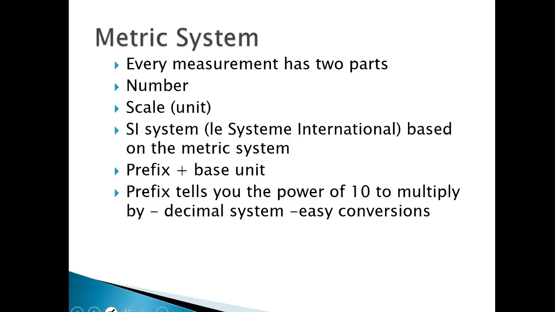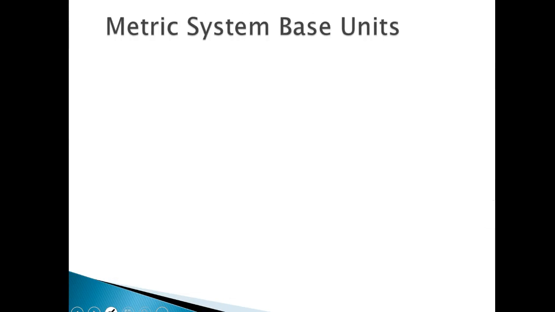They're all based on powers of 10, whereas the English system is 12 inches 1 foot, 3 feet 1 yard, 5,280 feet 1 mile. I mean, what is that? So the metric system's a lot easier in a lot of ways. So the base units, for mass, it's the gram. It's about the weight of a paperclip. 1 gram is a paperclip.